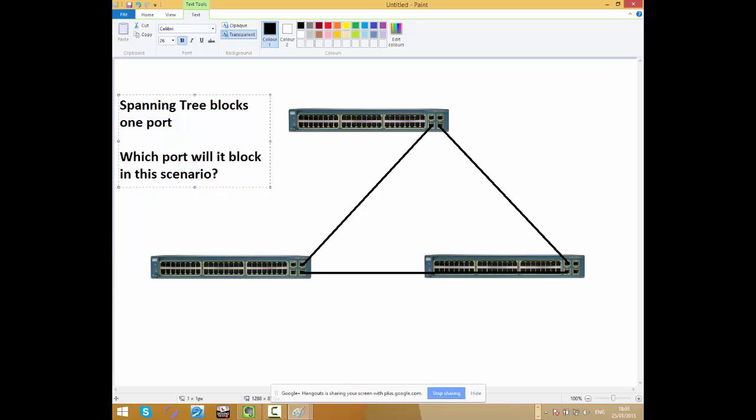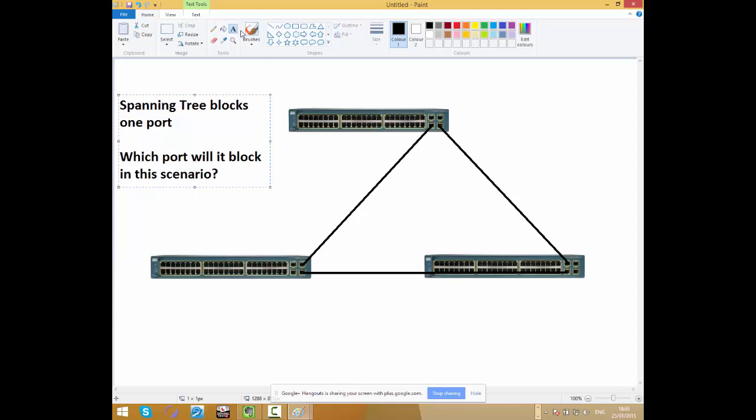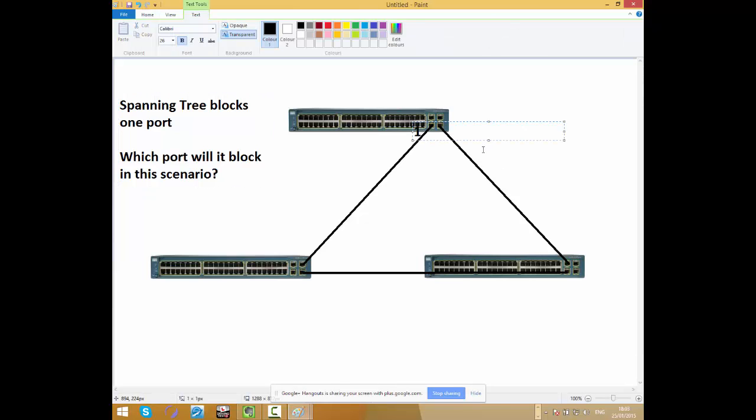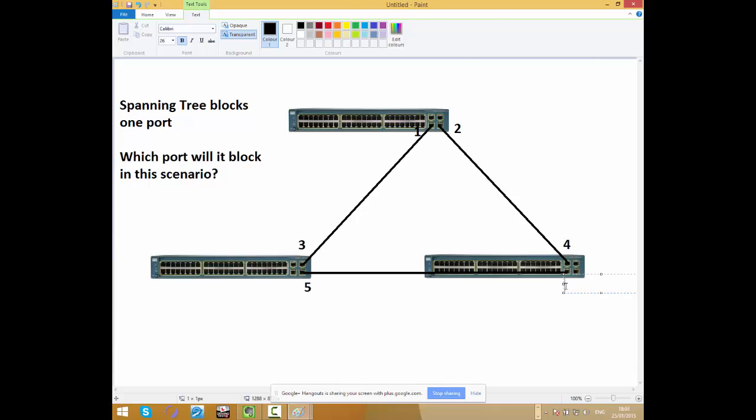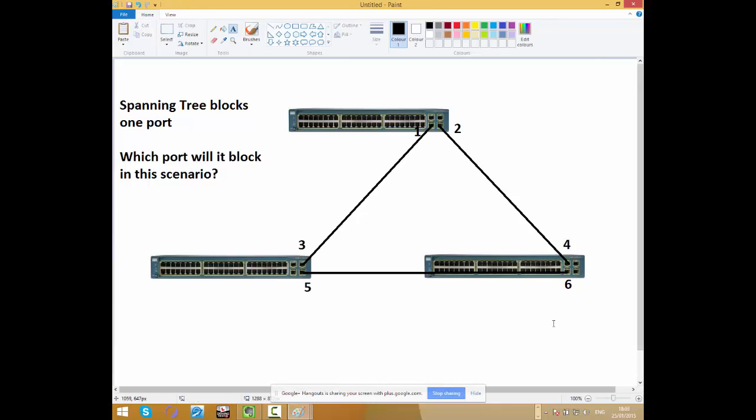So here's my question. Let's put it this way. Let's say this port here is port one, this port here is port two, this port here is port three, this port here is port four, this port here is port five, and this port here is port six. So which port will spanning tree block? Can someone tell me just one answer? Which port will it block?